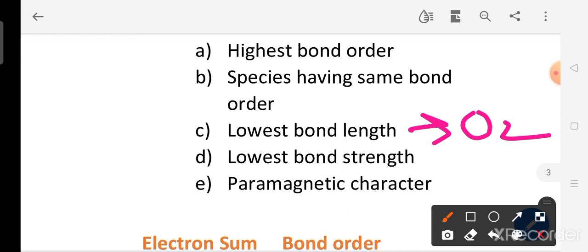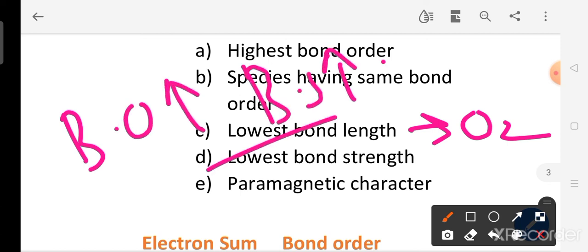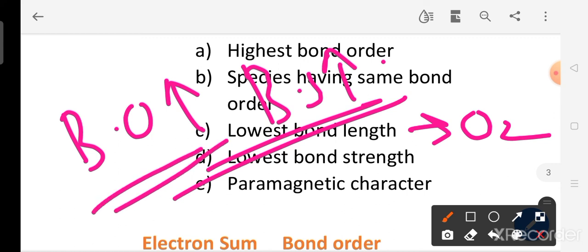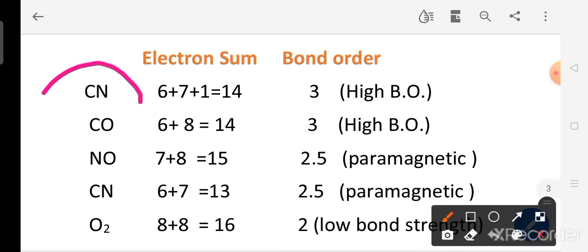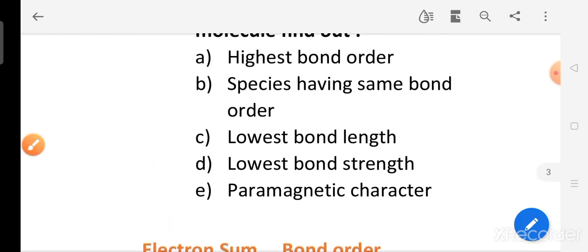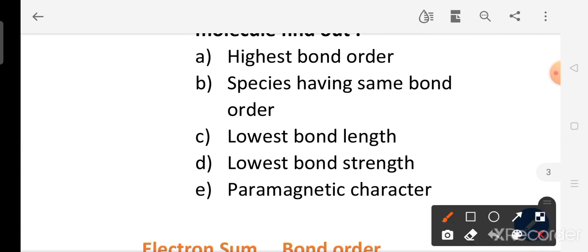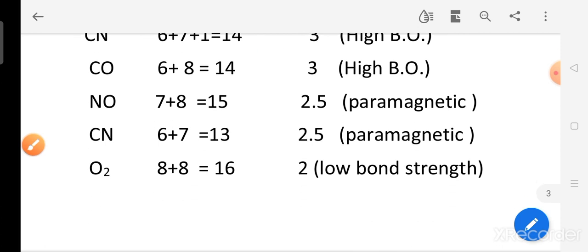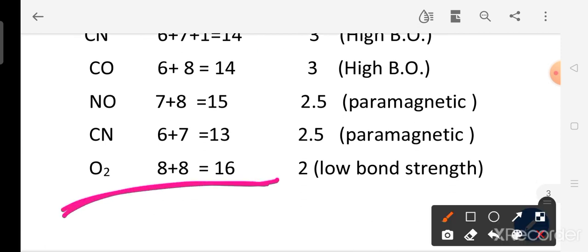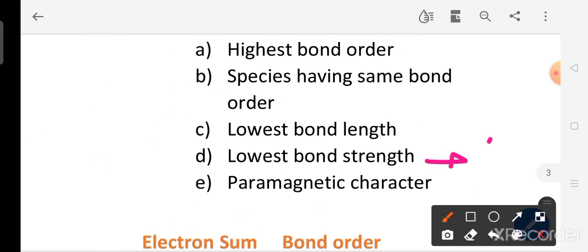Then the lowest bond strength. We know the relation between bond strength and bond order: when the bond order increases, the bond strength also increases. The molecules having the highest bond order are CN minus and CO. Lowest bond strength means the lowest bond order, so the molecule with the lowest bond order is the one with the lowest bond strength. So the answer to this question is O2.